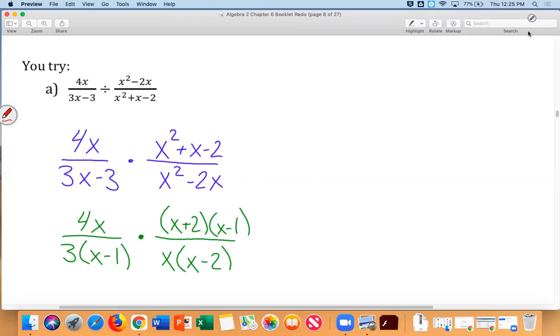Now I have x minus 1 and x minus 1. I have x and I have x. And I feel like I should be able to do something with x plus 2 and x minus 2, but I can't because they're not the same. So I have 4 times x plus 2 in my numerator, and in the denominator, I have 3 times x minus 2. Any questions?